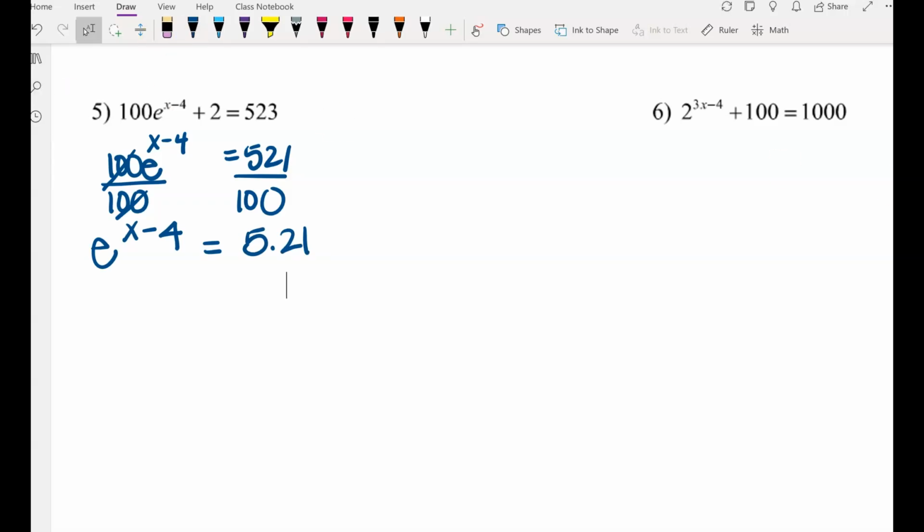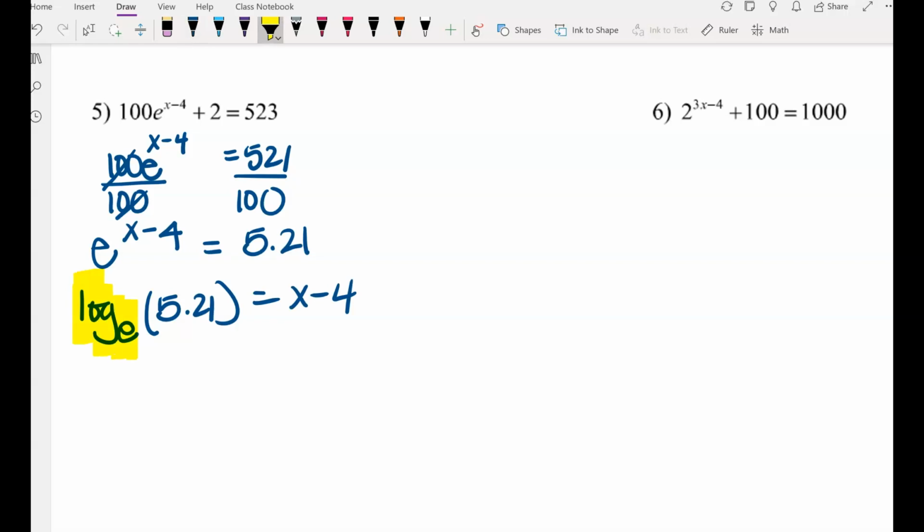Now, e is a special value, okay? So remember, your base is the same. So your base in this case is e. I'm going to write it as log base e of 5.21 equals x minus 4. But no. We cannot keep log base e as log base e. Remember, log base e is a very special value. We change it to natural log. So natural log of 5.21 equals x minus 4.